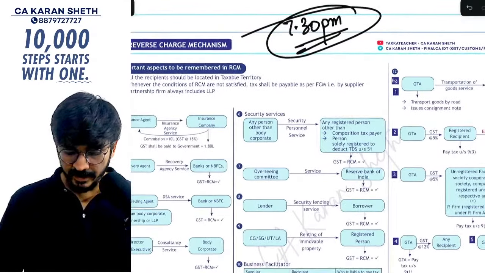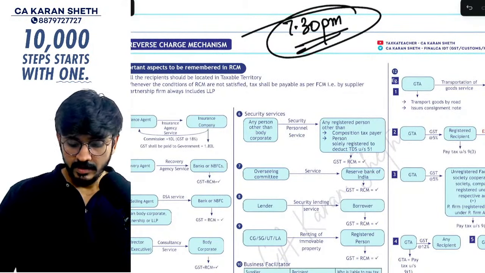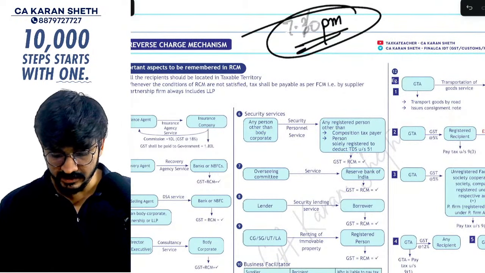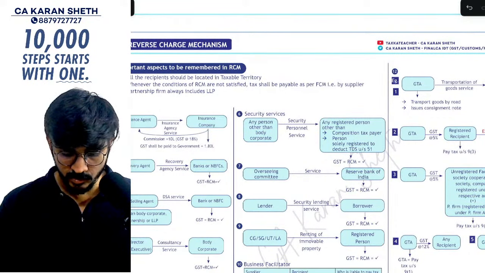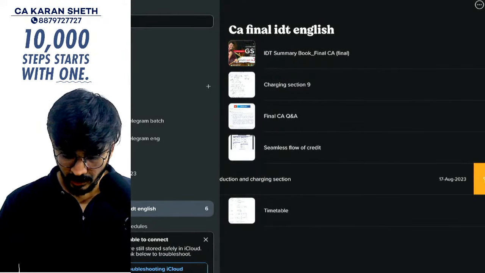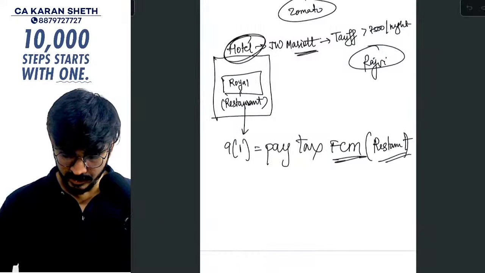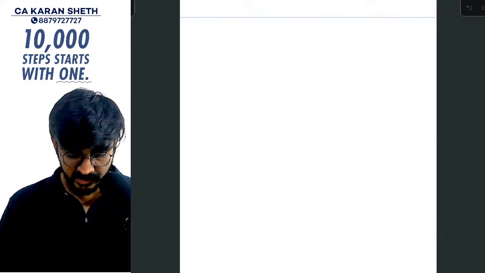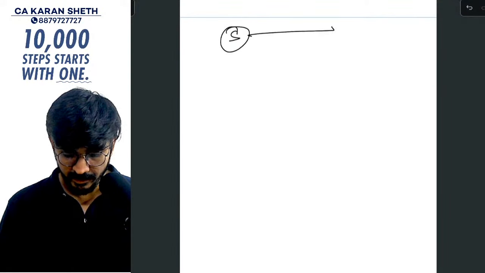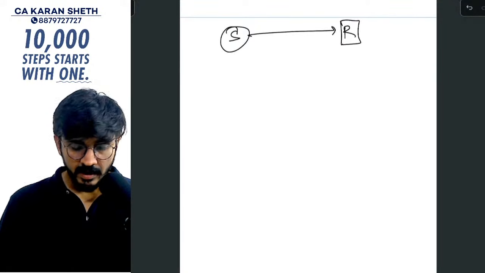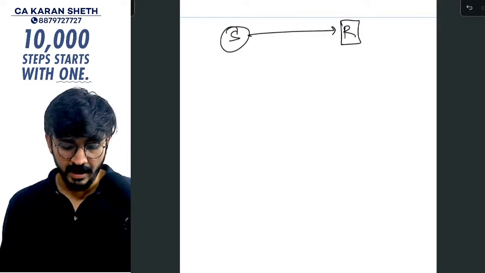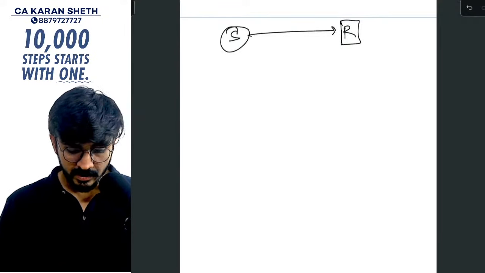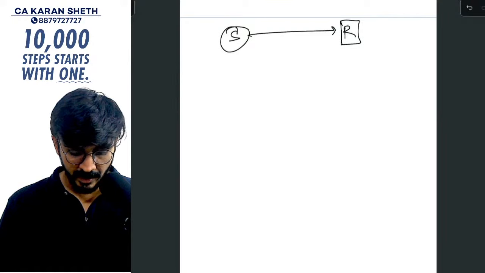Here we are with, my dear friends, reverse charge mechanism. Some basics that I would like to teach you before I go ahead, very simple. Supplier, recipient. Let's say there are a lot of suppliers and there is just one recipient, tax will be paid by supplier as per FCM. Now how does that function?